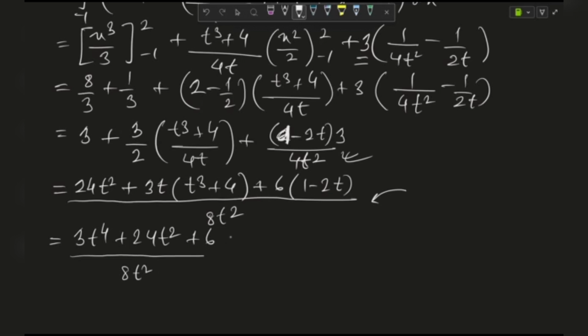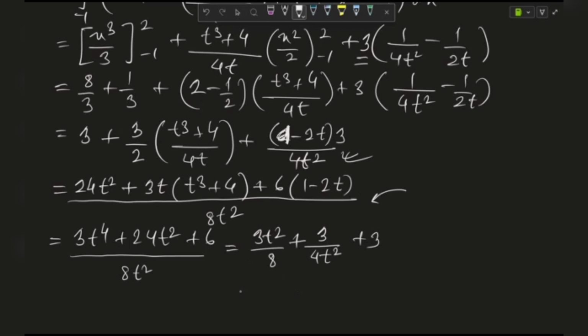This is our final result, and now I guess we have to find out the expression. So I will split 8t square among all the terms. This becomes 3t squared by 8 plus 6 by 8t square, which is 3 by 4t square. I am bringing these together, okay? And this is your plus 3.